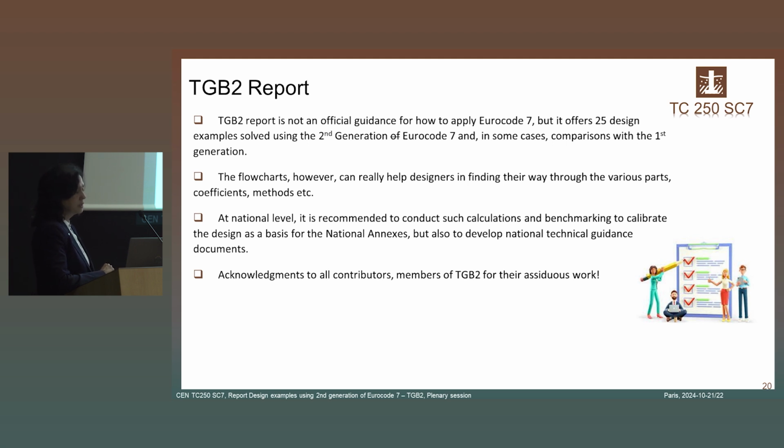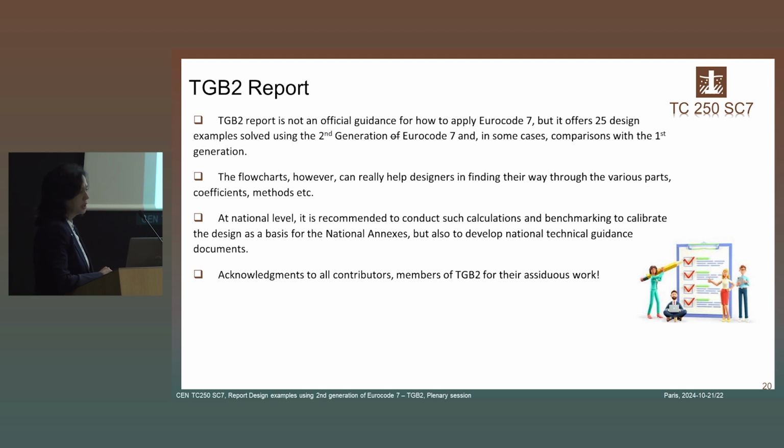So now at national level, because we will discuss this also in the EC7 meeting, and also you will see the benchmarking results, it is very important that at national level we are very involved, and we have to perform some parallel and comparison calculations and other benchmarking in order to calibrate whatever values we decide to adopt at national level through the national annexes.